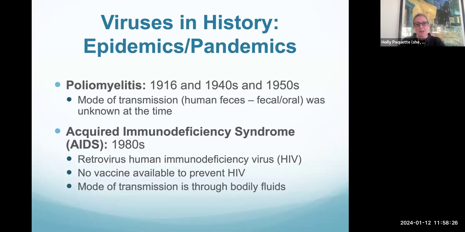One that's a little bit more recent is acquired immunodeficiency syndrome, which started in the 1980s. And this is caused by the retrovirus termed human immunodeficiency virus. At this point, we do not have a vaccine that is available to prevent HIV. And this one is transmitted through bodily fluids. So it actually takes quite close contact. Generally, we think of it as sexually transmitted or through IV drug use.